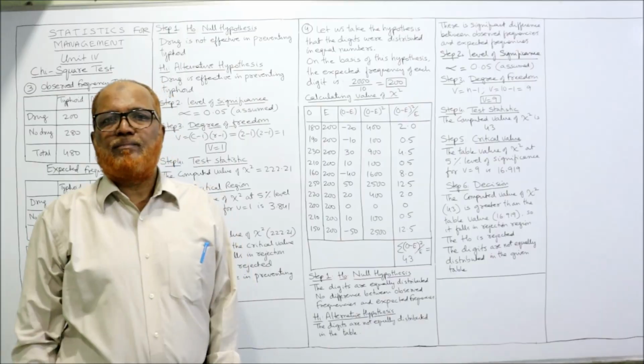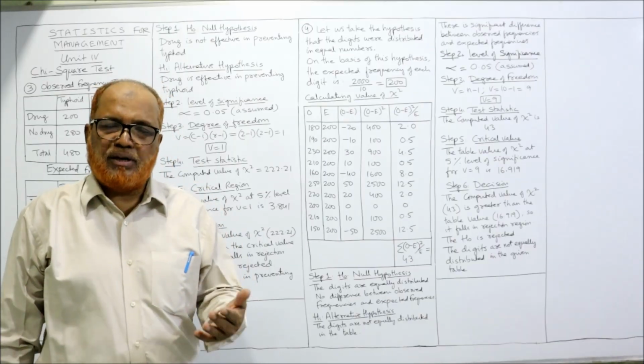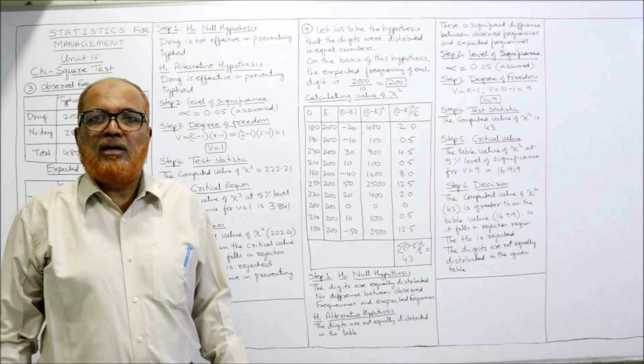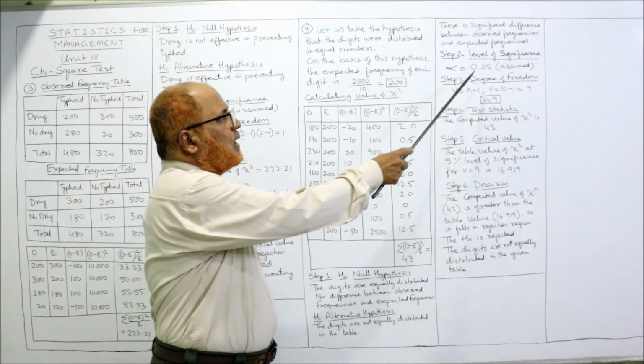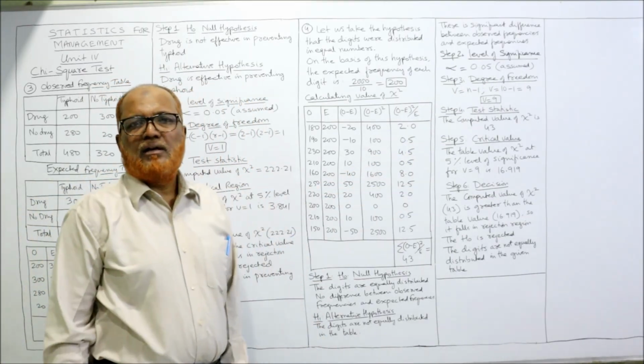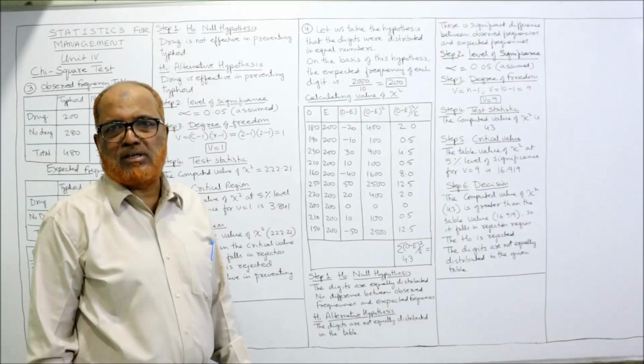Level of significance is not given. Sometimes it will be given in the problem, sometimes it will not be given. Here it is not given, so we have assumed 0.05. That is the assumption for a 5% level of significance.